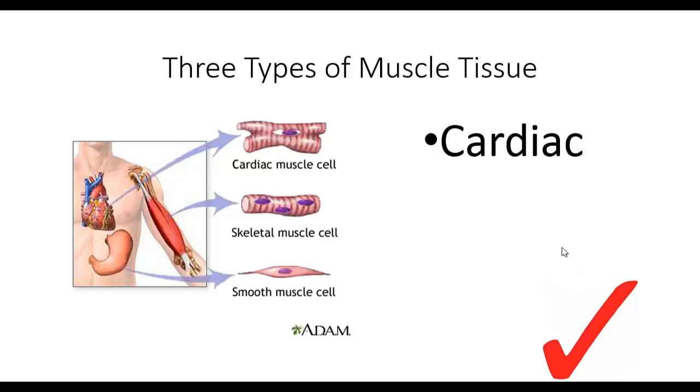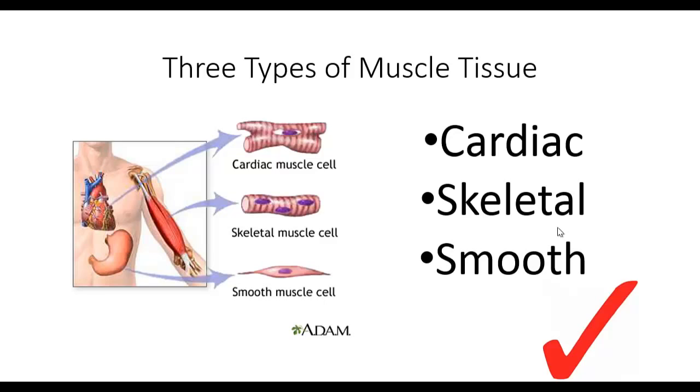Cardiac is one kind. You can probably guess cardiac deals with the heart. Your heart muscle is your cardiac muscle. This is one type of muscle tissue. Another is skeletal. Skeletal muscle is any muscle that allows your skeletal system to move. So any muscle that's connected to bone. So for example, your biceps allow your forearm to move up when it contracts. That's skeletal muscle.